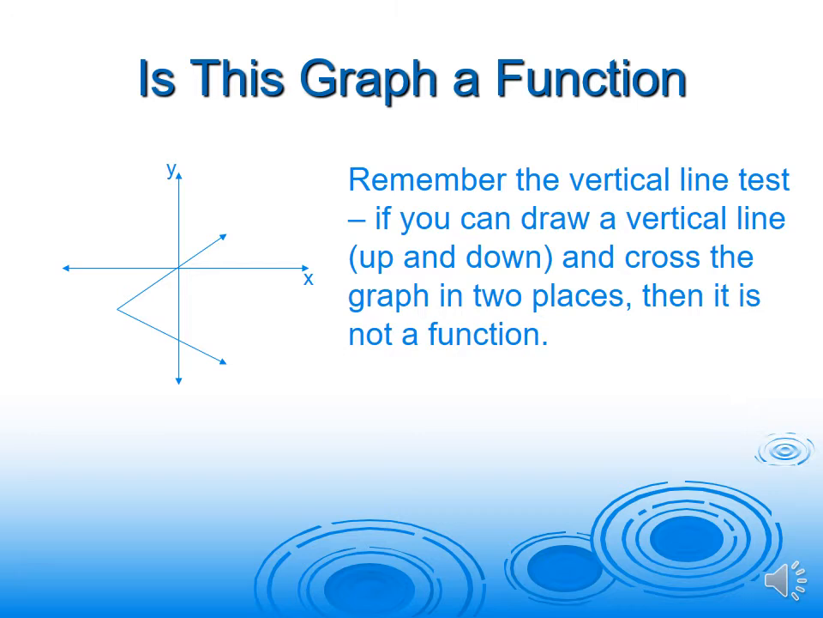So what do you have to do to graph a function? Well, in order to determine if a graph is a function, we are going to use the vertical line test. The vertical line test says that if you can draw a line vertically, which is up and down, and it crosses the graph in two places, cross one, cross two, then it is not a function. And we can see here that that graph definitely does that, and it crosses in two places multiple times. So therefore, this is not a function.